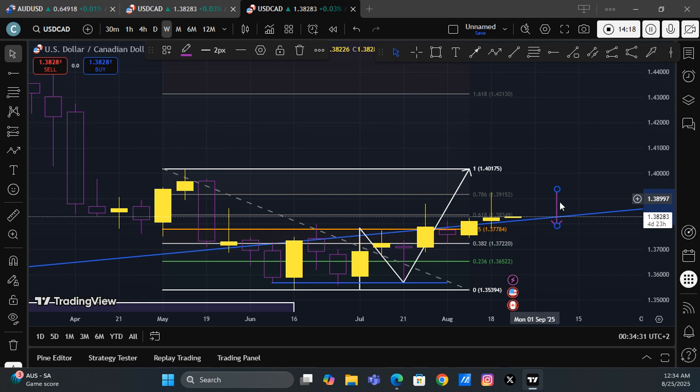And the reason why I have this is because the Canadian dollar is actually going sideways, but because it's oversold, I'm expecting it to at least give us a pullback out of that oversold area.